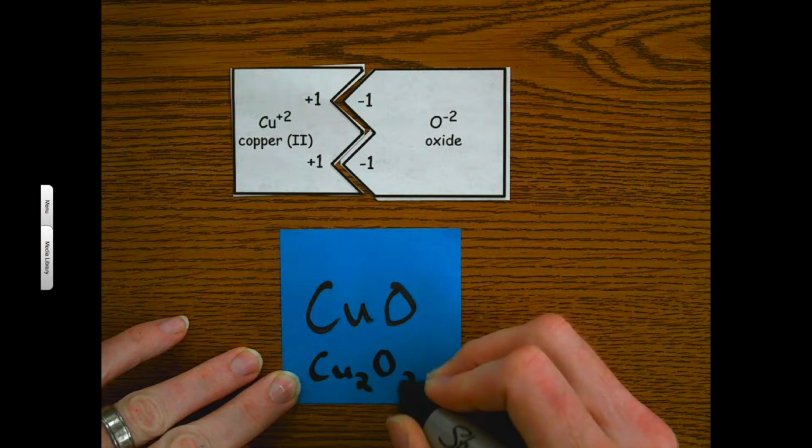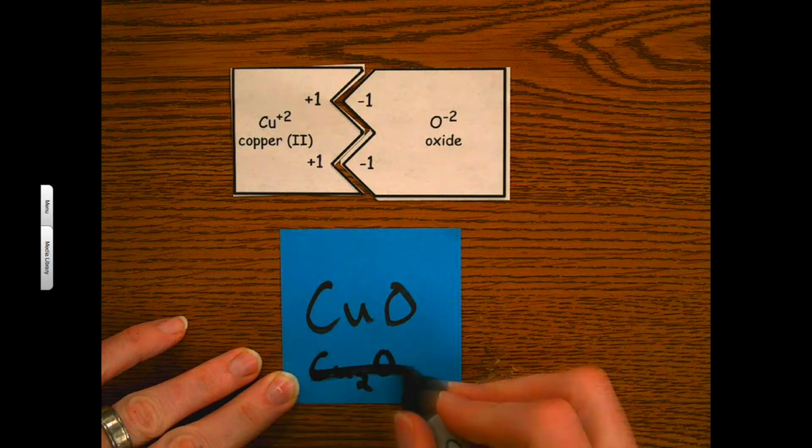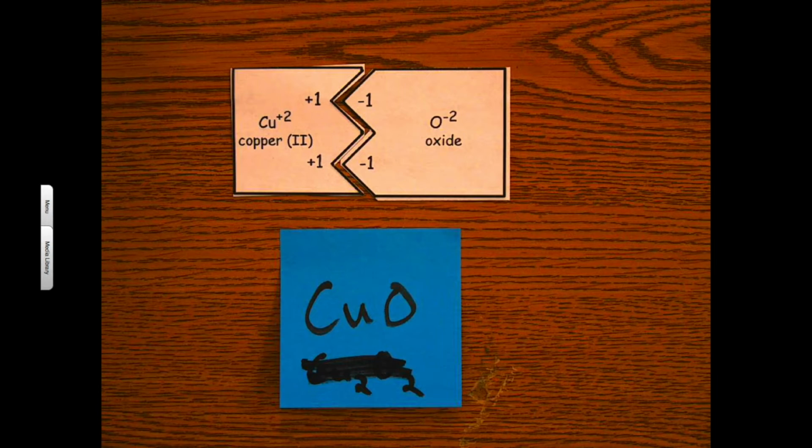That is not the least formula unit, so we would not write that. We would write CuO. That would be copper 2 oxide. So now let's really get into the meat of the lesson, and let's talk about our polyatomic ions.